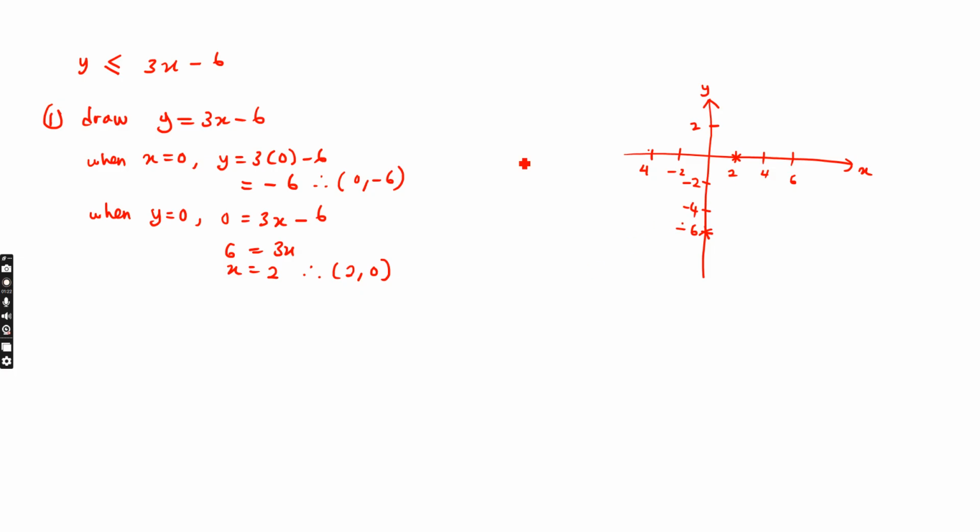Is this straight line a dashed line or a solid line? The second step is to recognize or identify the sign first. The sign is less than or equal to, so we're going to use a solid line. So you take your ruler and connect these two points. Imagine this is a straight line. Now the next step is that we need to know which area we need to shade.